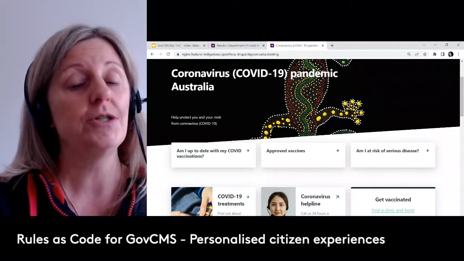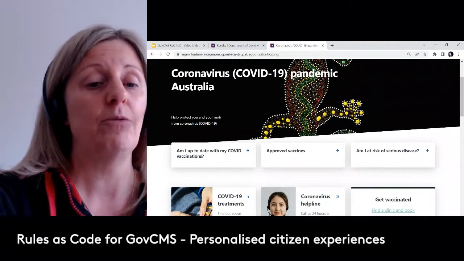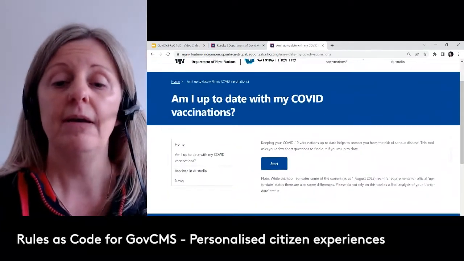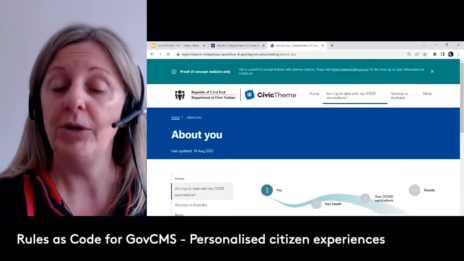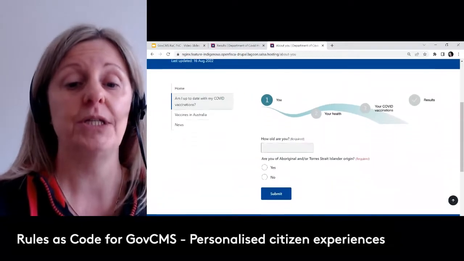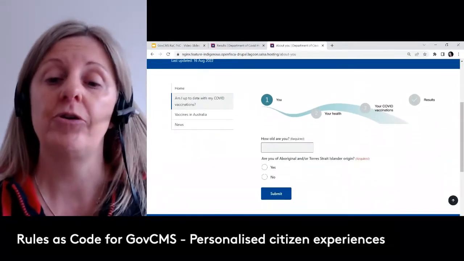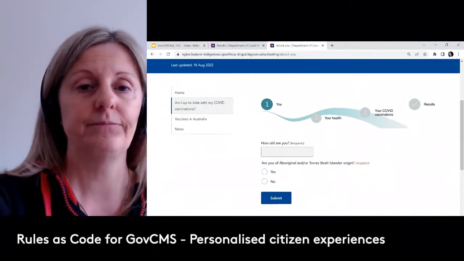We've only got one journey in this one, which is the Am I Up to Date with My COVID Vaccinations? Very similar as you can see, but when you go in, you're given this extra question, are you of Aboriginal and Torres Strait Islander origin?